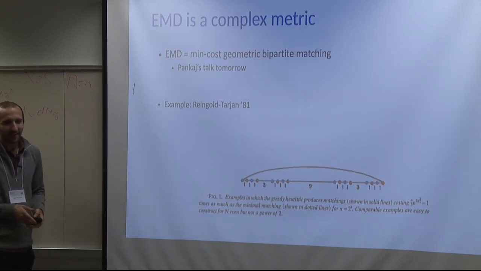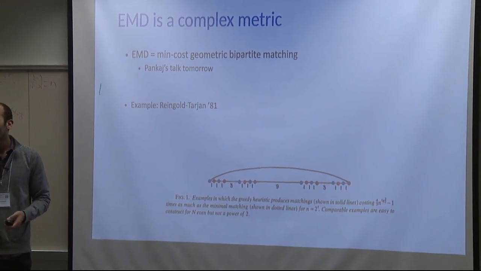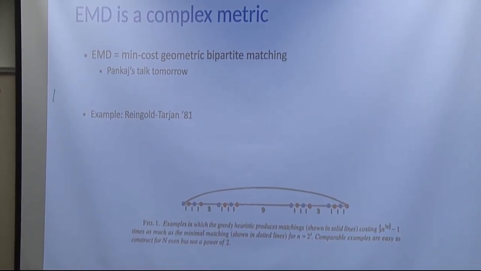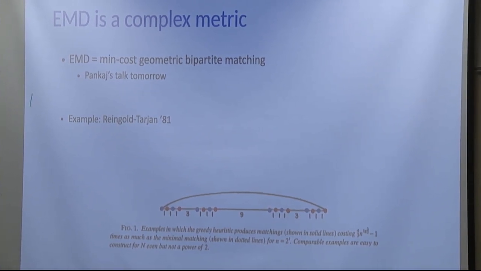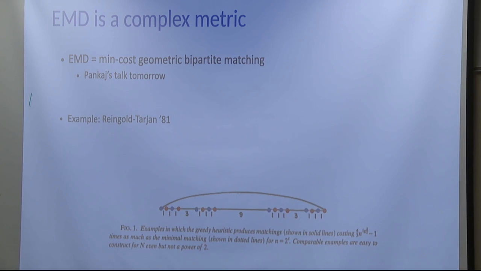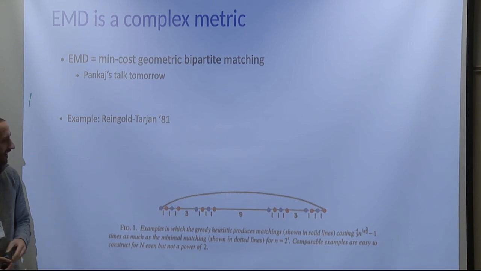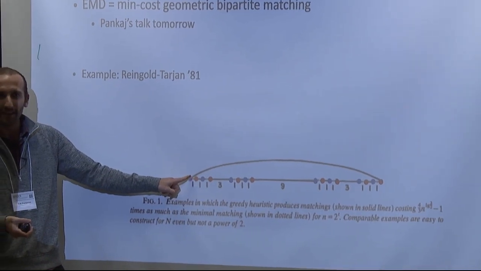So I want to spend one slide just to convince you, or give you one nugget of why EMD is a complicated metric to work with. From a computational perspective, Pankaj is going to talk about algorithms tomorrow, you'll see that it's not as simple as computing, say, an L1 or L2. And it's really reflected in this example of Rangel and Tarjan, who showed that there's this non-locality to EMD that makes it very difficult to reason about. So this is an example where, let's say, blue points are one set, red points are the other. If you're given this instance, then each red point has a very close by blue point at distance 1.